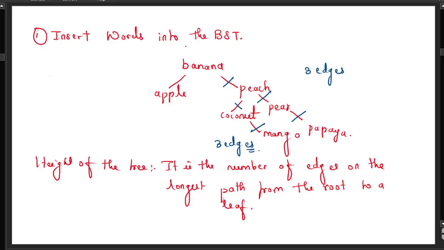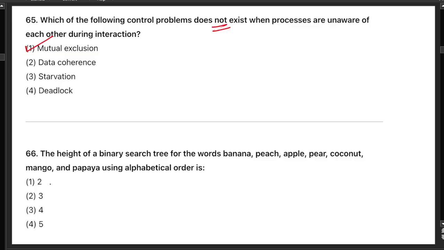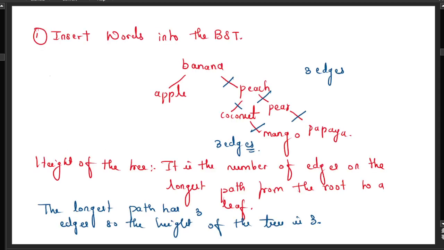So for the longest path, this one we cannot count, because we can consider the maximum number of edges, the longest path. So here the longest path has 3 edges, so the height of the tree is 3. So that is why Option B here is correct. Okay, so I hope you got this as well.